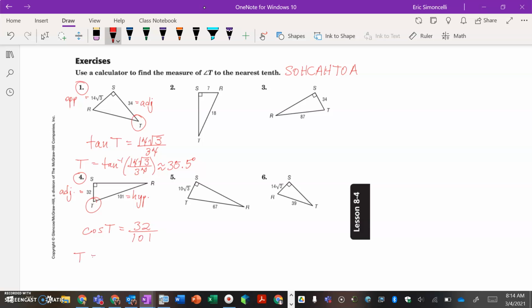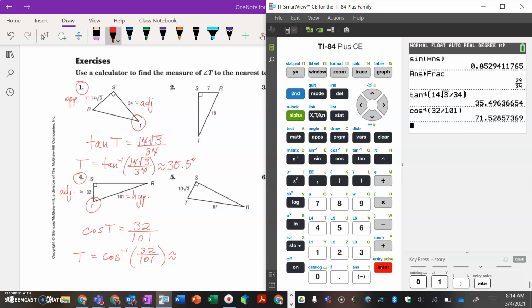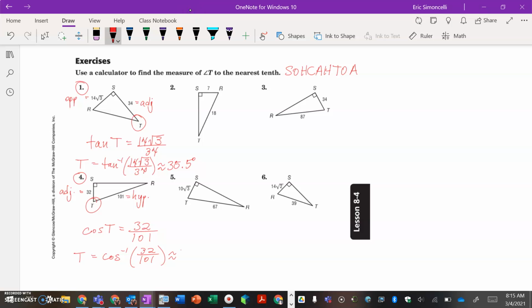So again, the t value can be assessed using the calculator using the inverse cosine of the ratio. Let's see what we end up with. Inverse cosine of 32 over 101. And in fact, you get the angle to be 71.5 degrees.